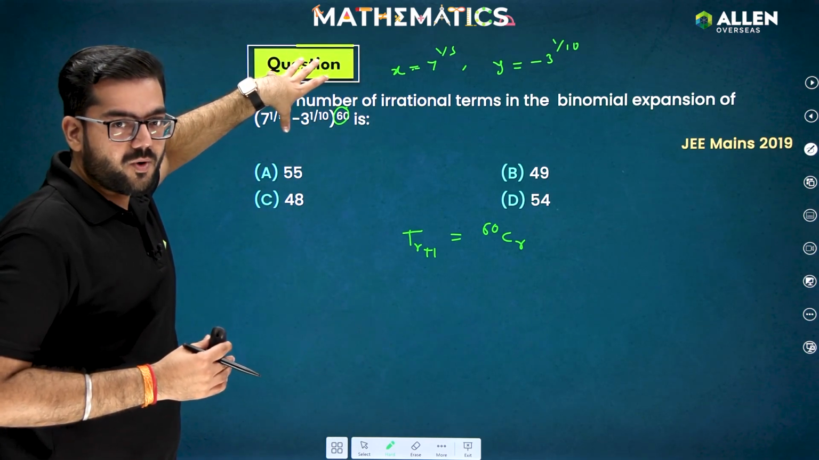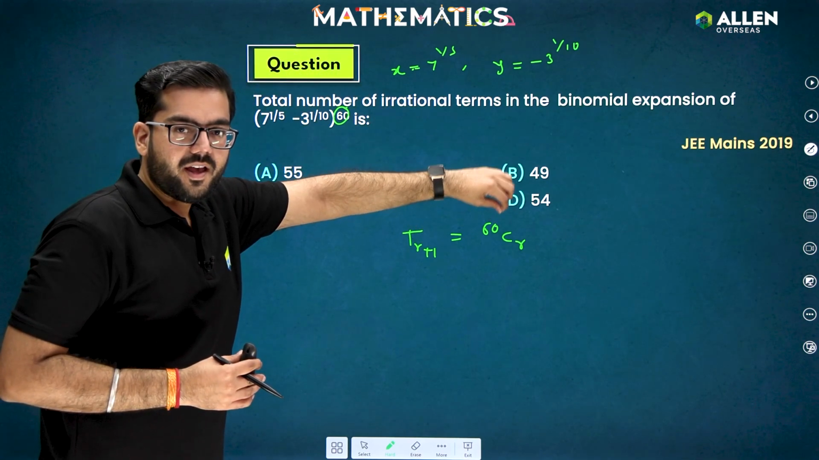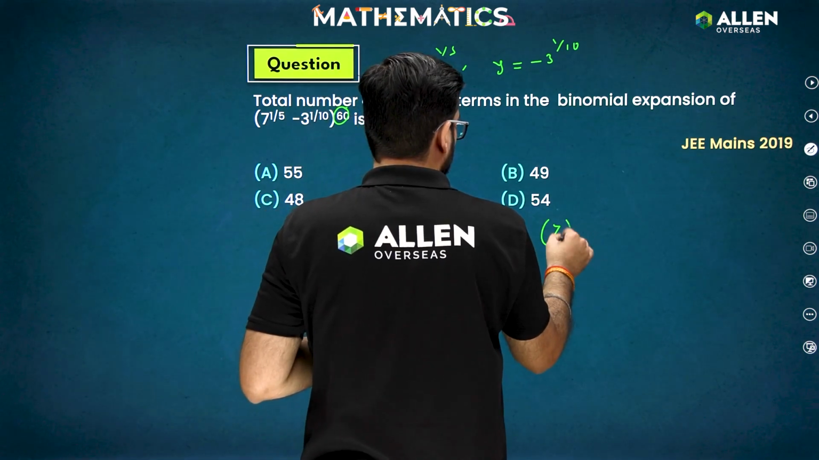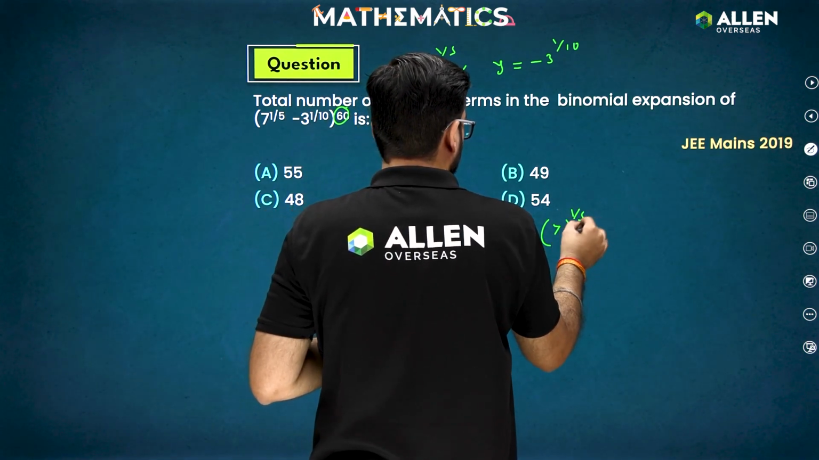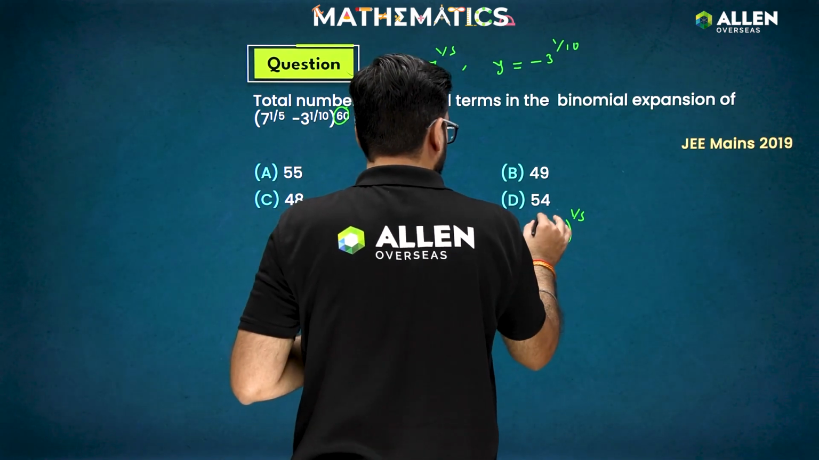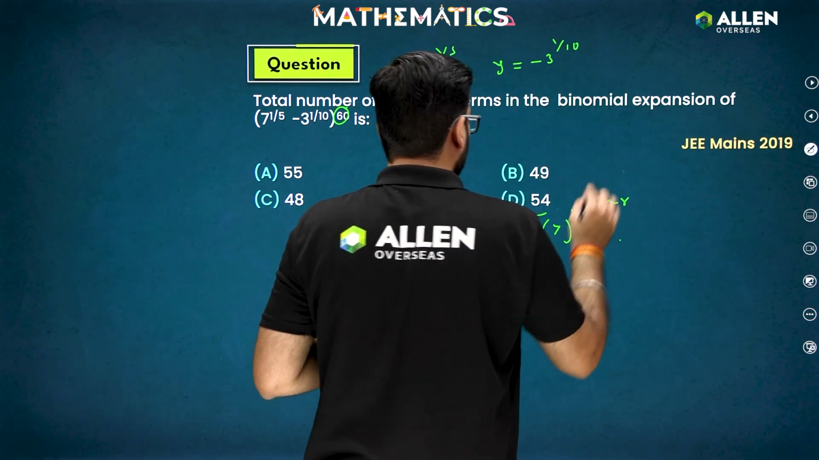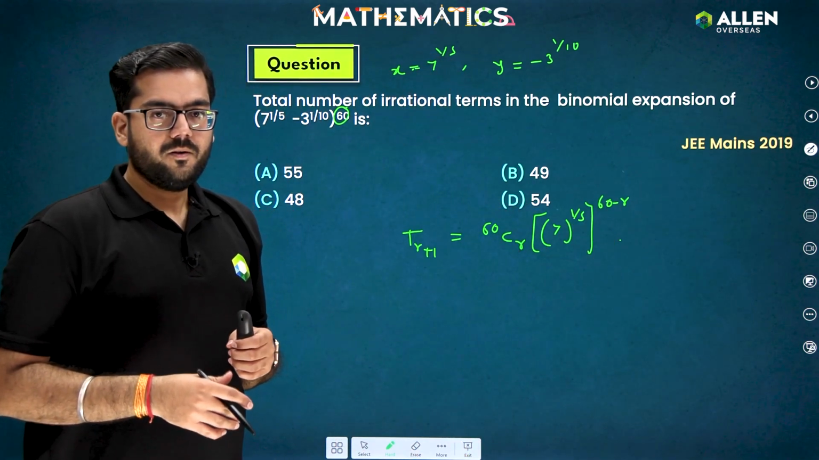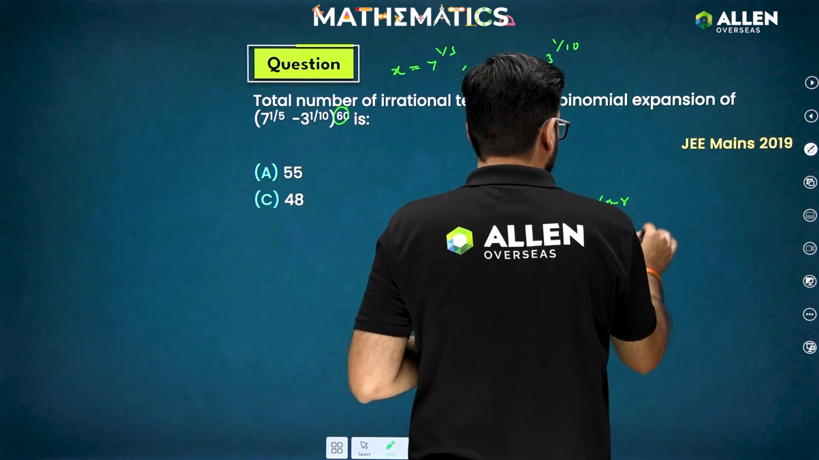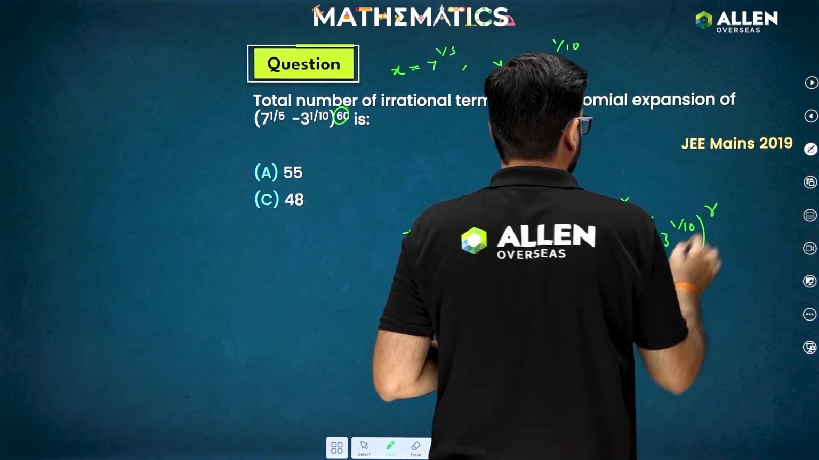I am going to open this box with the help of the general term. nCr x raised to n minus r, that is 7 raised to 1 upon 5, whole power 60 minus r. Similarly, y raised to r, that means minus 3 raised to 1 upon 10, whole power r, we have.